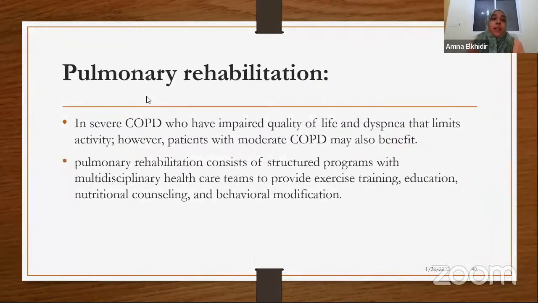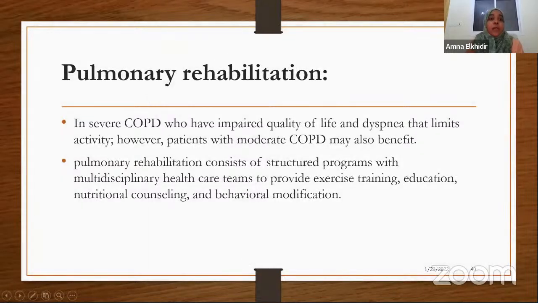After pharmacotherapy, we may have to initiate pulmonary rehabilitation, which consists of structured programs to provide exercise training, education, nutritional counseling, and behavioral modifications. We use pulmonary rehabilitation if the patient has impaired quality of life and dyspnea that limits activity.